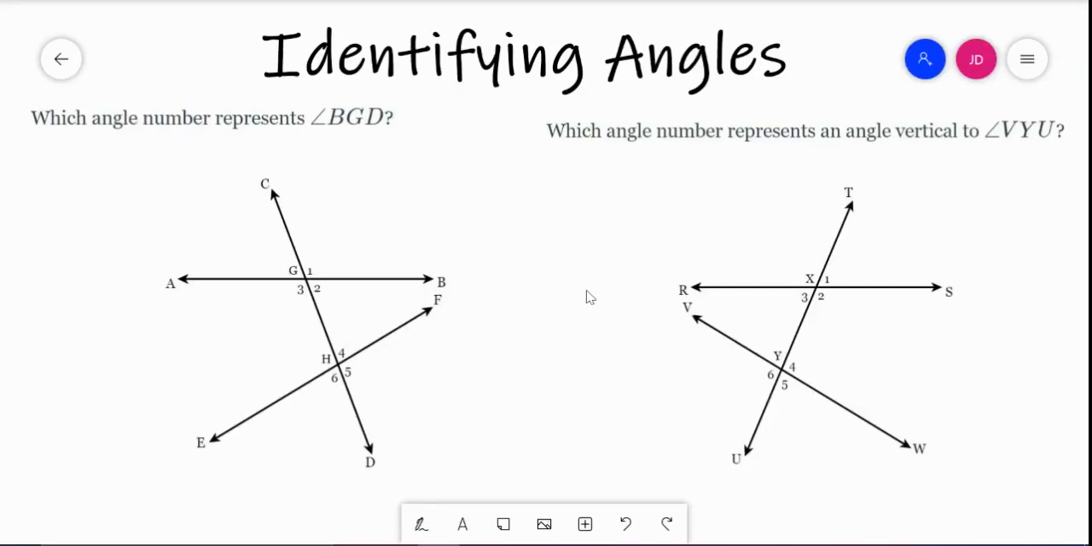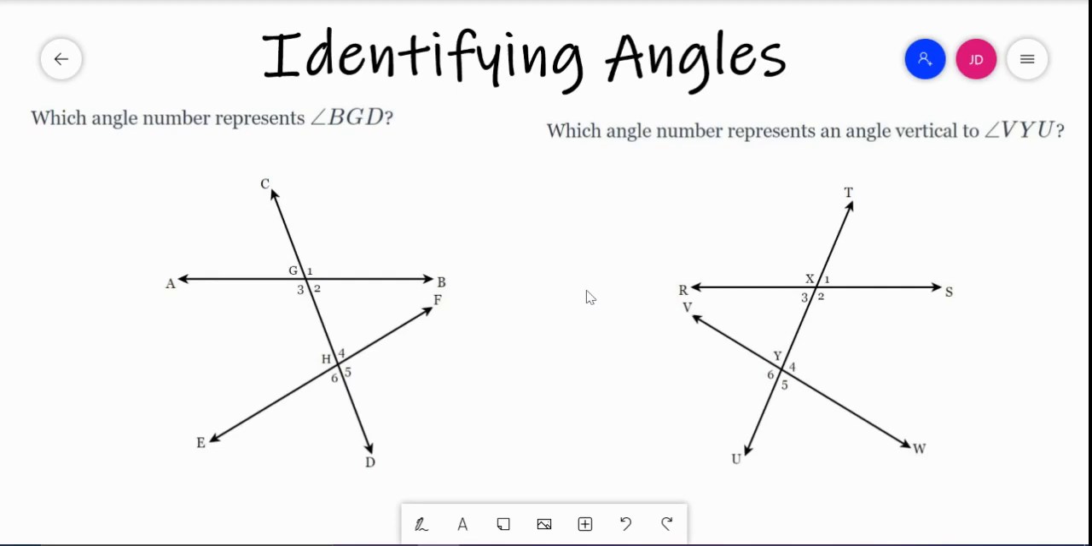In today's video, we're going to be identifying angles on different diagrams. It's important we identify the angles because we can use the terminology that's been taught and apply those terms, being able to recognize other angles in the diagram and angle measures. So it's important that we are able to identify angles.